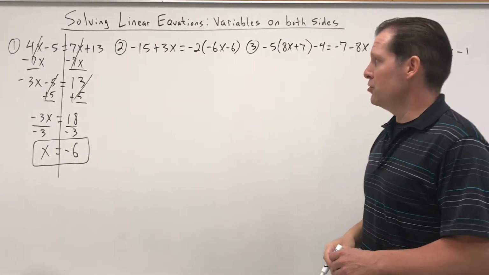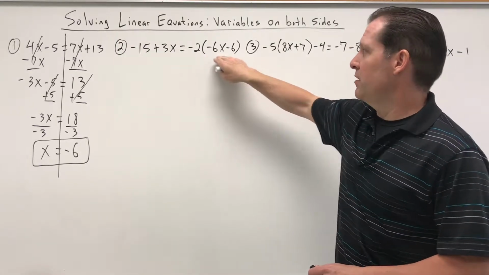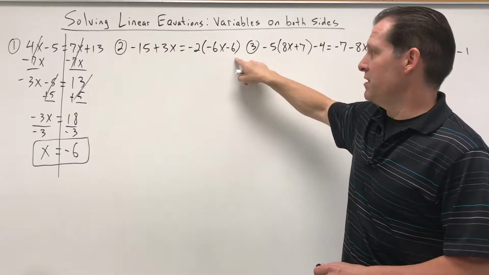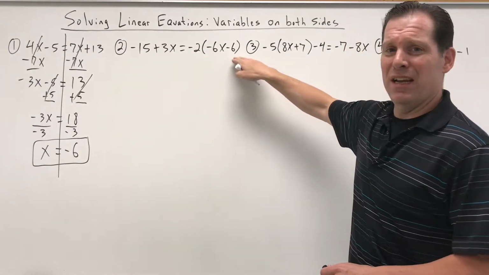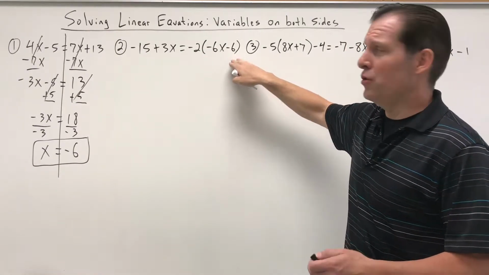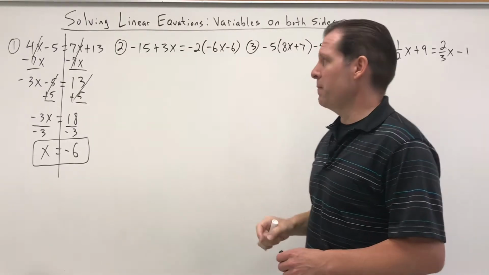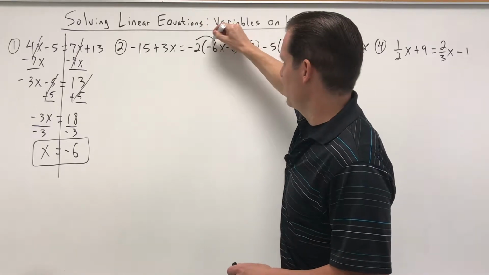All right, looking at number 2. Similar, except now we have the distributive property we're going to have to do in here because you have this negative 2 in front of these parentheses. So I'm going to want to take care of that first. I don't want to divide by negative 2, which technically you could do, but it's going to create a bunch of fractions, so I don't want to do that. I'm just going to distribute this negative 2 first before I do anything else.